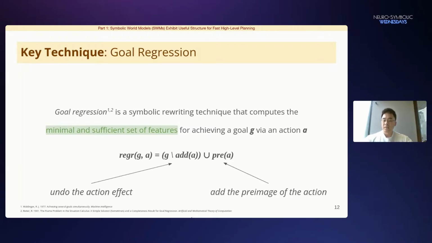It's defined in two steps. Given your goal and action, what you want to do is undo the action effect and add the pre-image of the action. So at a very high level, what we're simply doing is computing a pre-image of the goal under this action A.